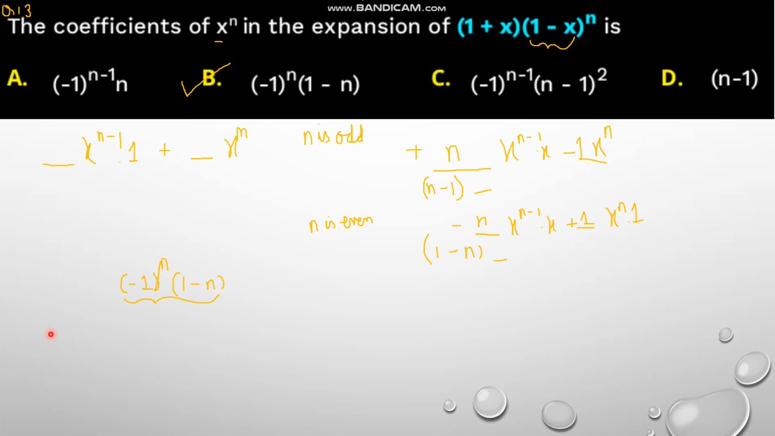I am just repeating. First of all, we manipulated the expression and felt that multiplying x with x to the power n minus 1 and multiplying 1 with x to the power n will give the same result. I then took the case of n is odd and then n is even and solved the things to find the answer, and then just write the answer in a simple form.